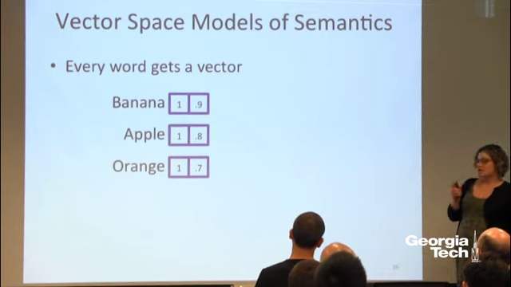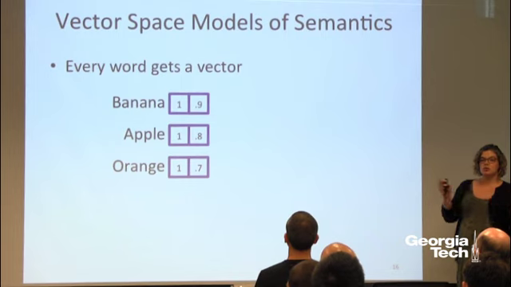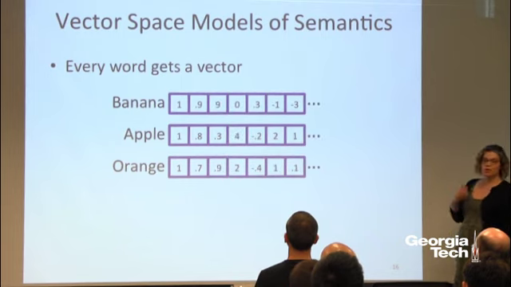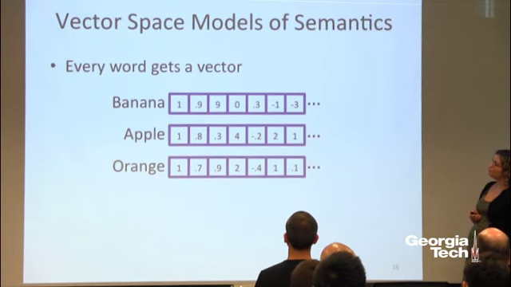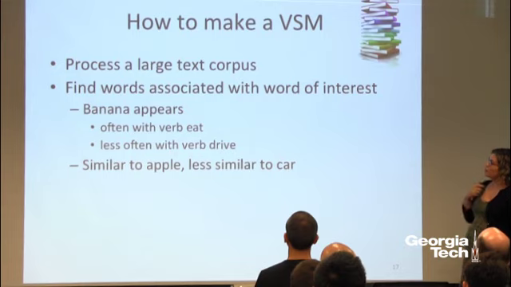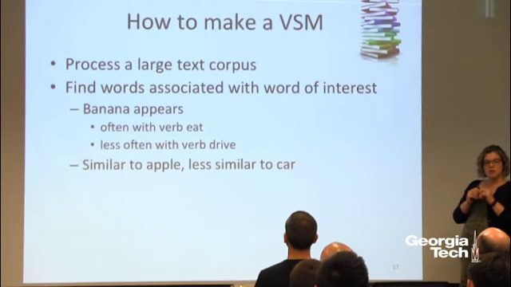So now, instead of each one of our words having two numbers in the vector, we're going to make these vectors much longer, on the order of hundreds of dimensions. And that allows us to tell the difference between tens of thousands of English words. So in order to create these vectors for each one of the words, we're going to look through this corpus, and we're going to look for words that are associated with our word of interest.